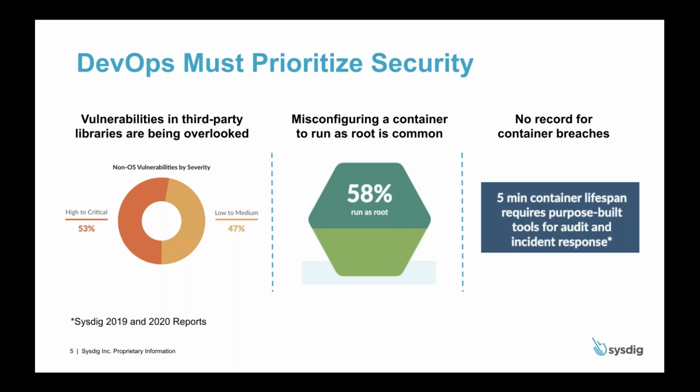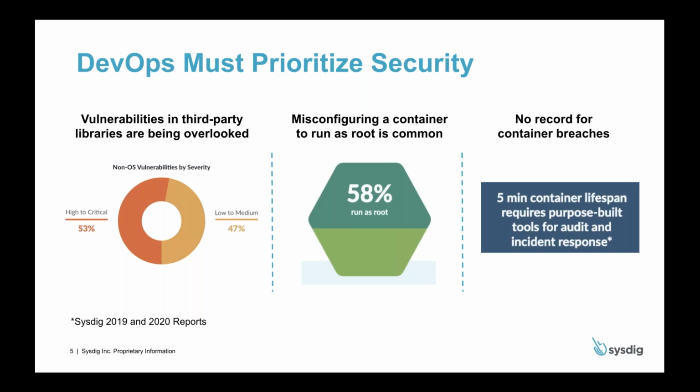The first one is that vulnerabilities in third-party libraries are often being overlooked. So where you might be scanning for vulnerabilities in your OS packages, a lot of times developers are not really looking for those vulnerabilities in non-OS packages like Python pip, Java jar, and others, where about 53% of those non-OS packages have high to critical CVEs. So really make sure that you're scanning for not just OS, but also non-OS vulnerabilities early in the process in your CI/CD pipeline, in your registries, and so on.